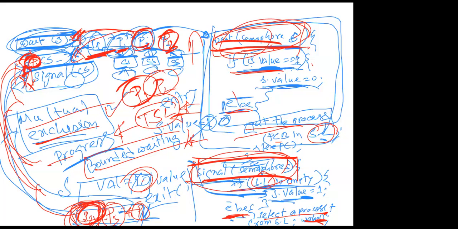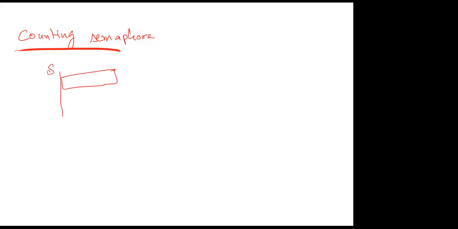All right, this is the binary semaphore approach, and it is the best approach. Now we'll learn another approach, called counting semaphore. It is almost the same as binary semaphore, but you know that a semaphore is a structure variable. It has a value field as well as a list field.